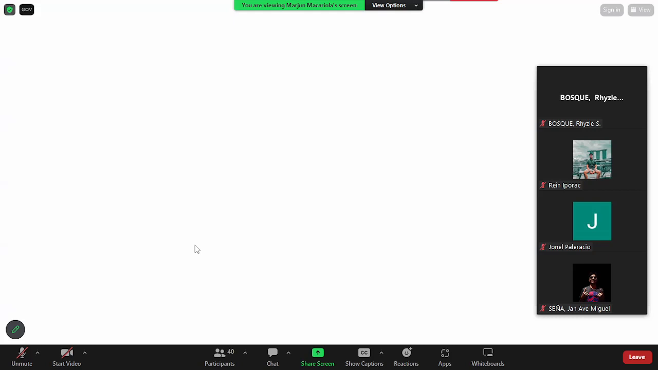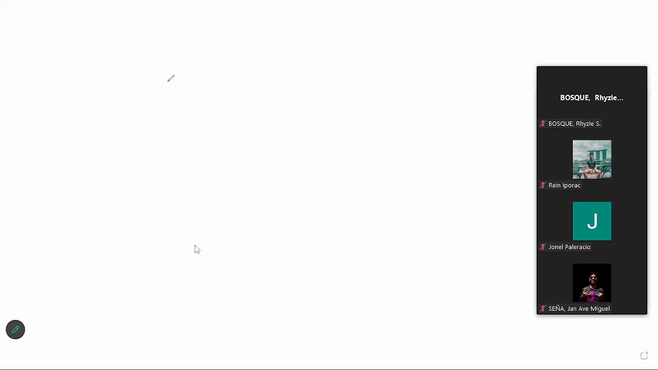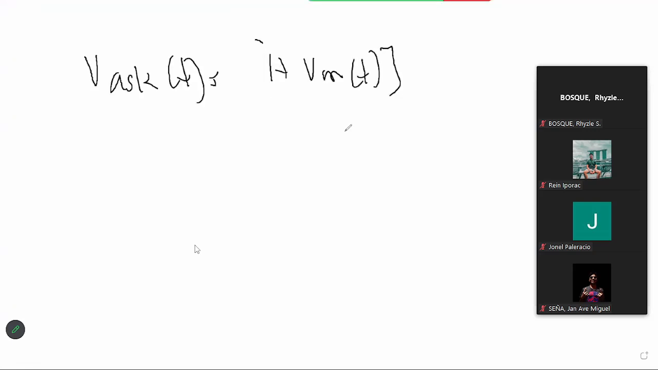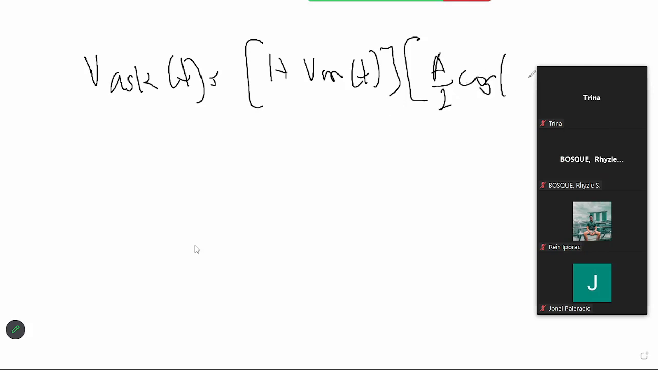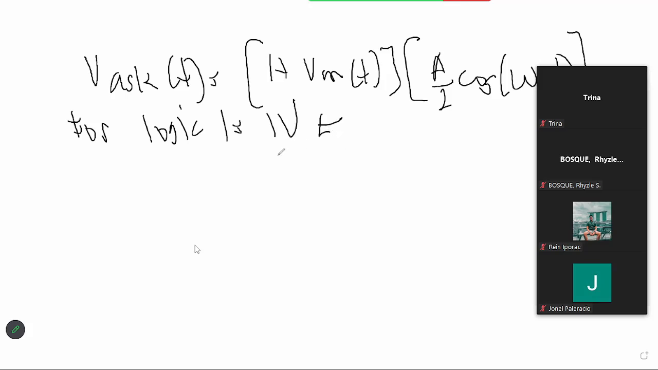Okay. Sabi, V_ASK(t) is equal to [1 + Vm(t)] multiplied by A/2 cos(ωc t). For logic 1, we're dealing with 1 volt, which is the value of Vm(t). So equivalent pala niya ay 1 plus 1, A over 2.